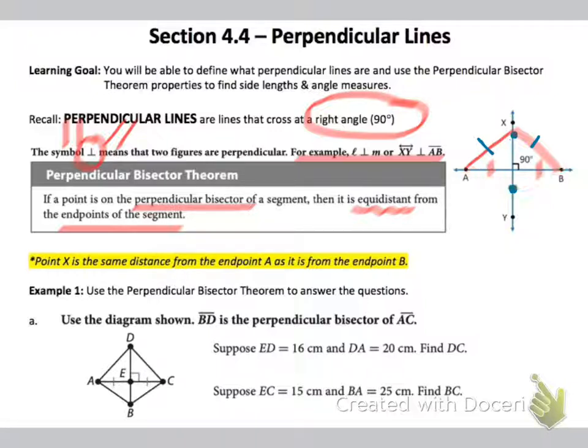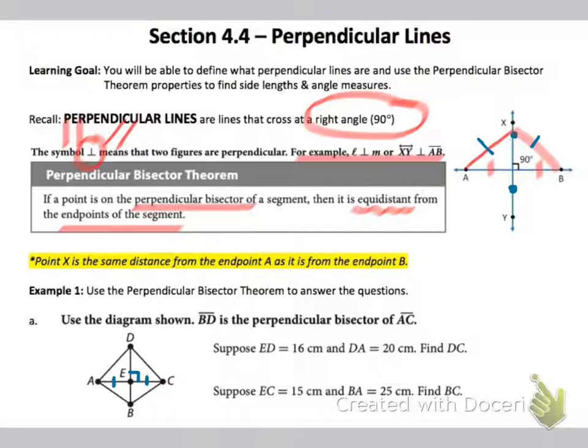So the first thing we're going to do is take a look at applying the perpendicular bisector theorem. So it says, use the perpendicular bisector theorem to answer the questions. And we're going to use this diagram. And in the diagram, BD is the perpendicular bisector of AC. So what that means is, and they've already marked this for it, but we know it's perpendicular to AC. We also know it bisects AC, so that's why these are marked equal.